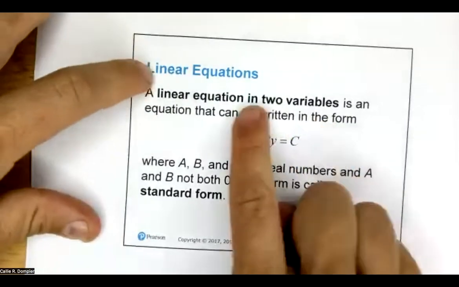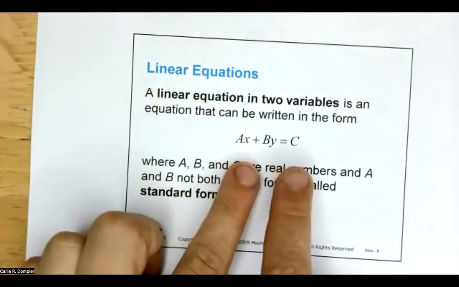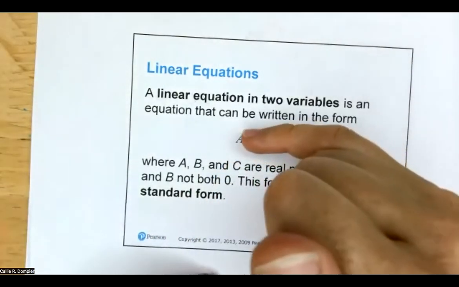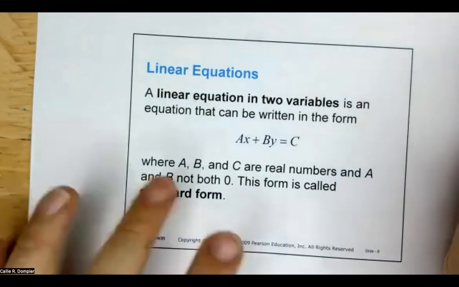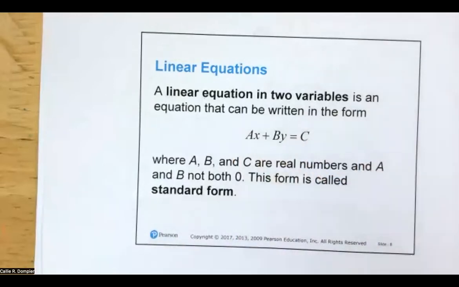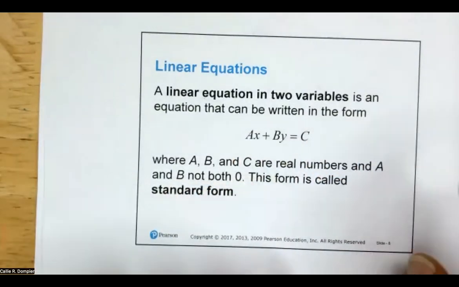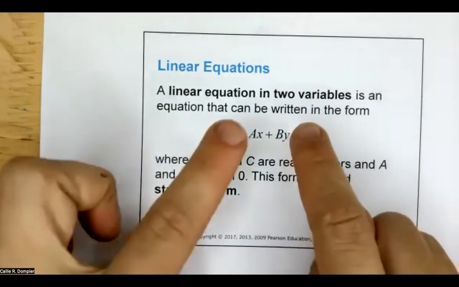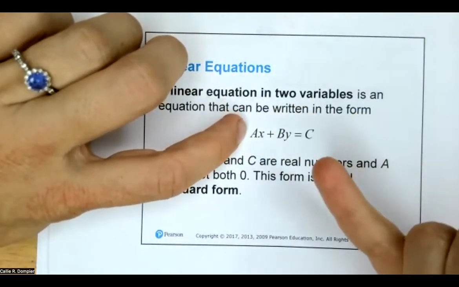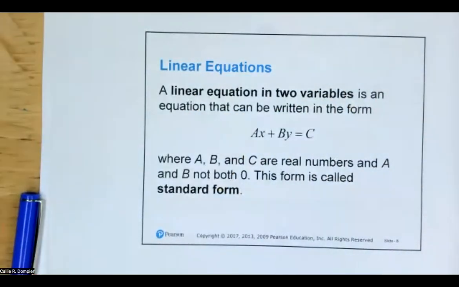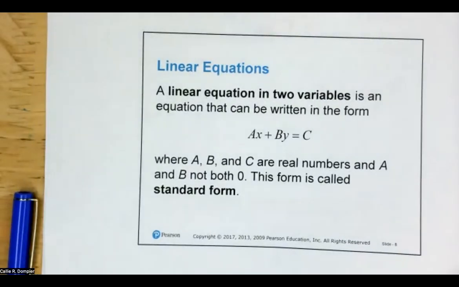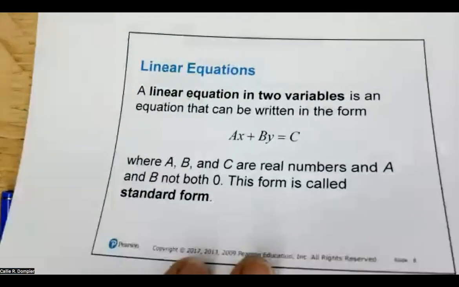So what we've been seeing are linear equations. That just means there's one x, there's one y, there's no other variable, and the x hasn't been raised to a power. A linear equation in two variables can be written in the form ax plus by equals c, where a, b, and c are real numbers, and a and b are not both 0. If these were both 0, it wouldn't be an equation. So this is the standard form of linear equations, ax plus by equals c.